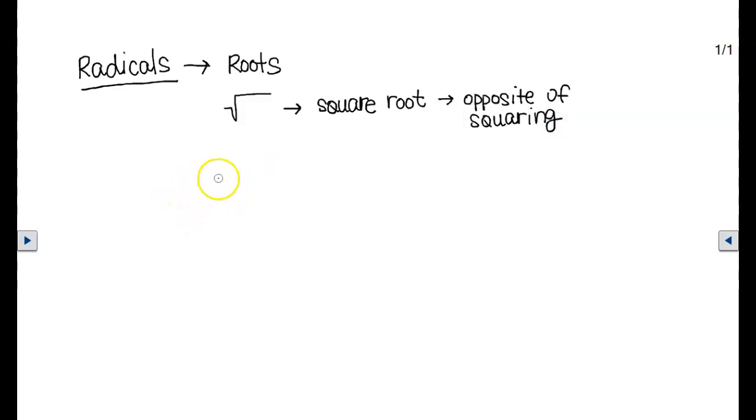And you all have worked with those before. You worked with them in Algebra 1. You worked with them again in geometry. There are other types of roots as well that we will deal with. Notice it's the same symbol but with a little 3 right here. This is a cube root. And it, of course, would be the opposite of cubing, of raising something to the third power.